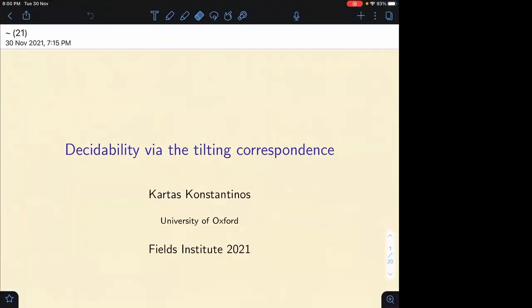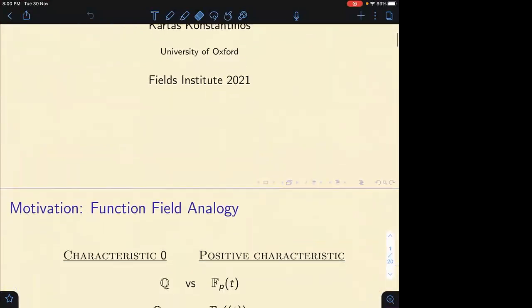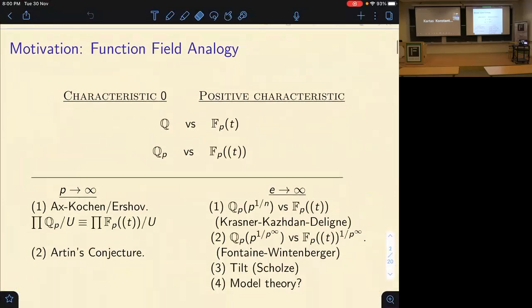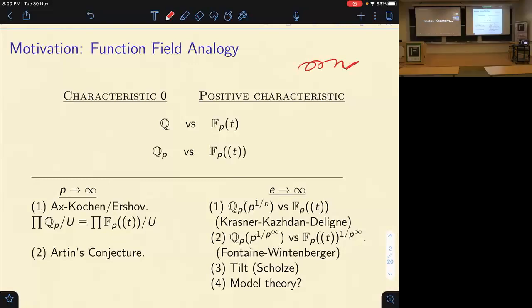Okay, is the sound okay? Can you see the screen? Yes. Great. Good. So if I'm writing something, can you see? Yes, it's working. All right.